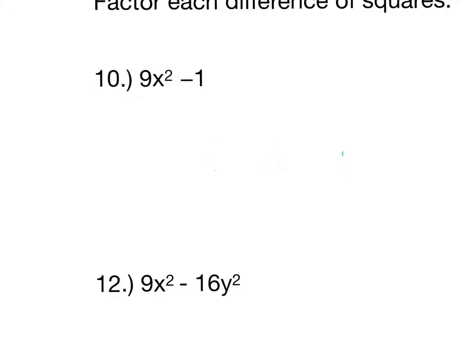All right, and that's exactly our case with number 10. So the square root of 9 is going to be 3. And the square root of x squared is just x. The square root of 1 is 1. And it's 3x plus 1 times 3x minus 1. And that would be your final answer.